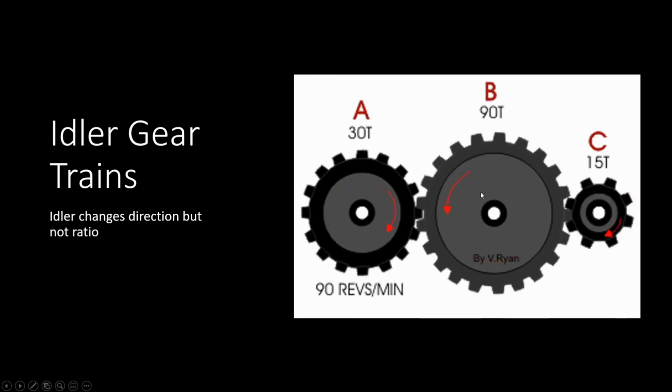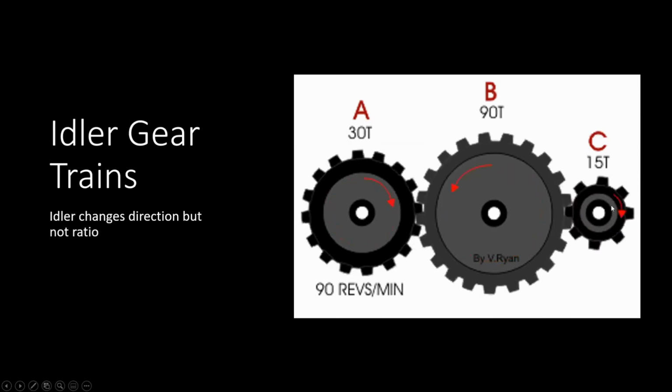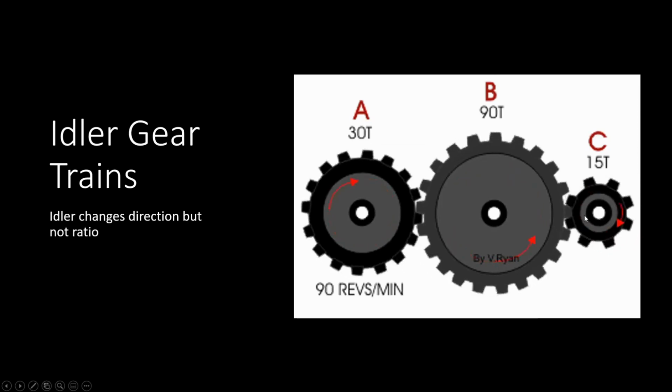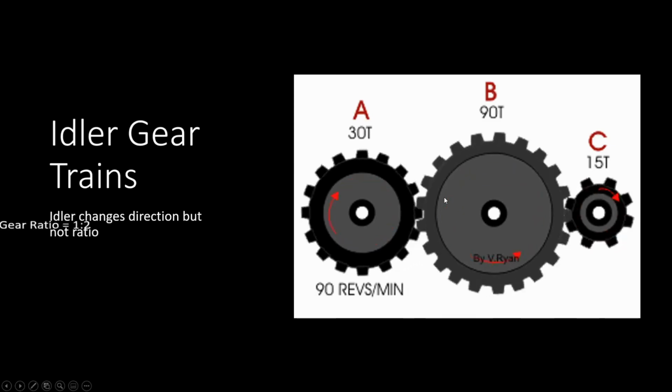What the idler does do is make it so that these two, the input and output gear, are spinning the same direction, which may not seem very useful, but in some applications is very useful.